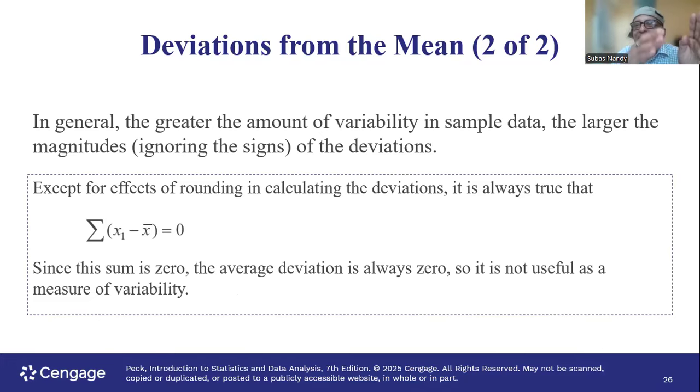Hence, if you add the deviation of each number from the mean, on the left these will be negative. On the right, these will be positive, but they all add up to zero. Sum of the deviations is equal to zero.